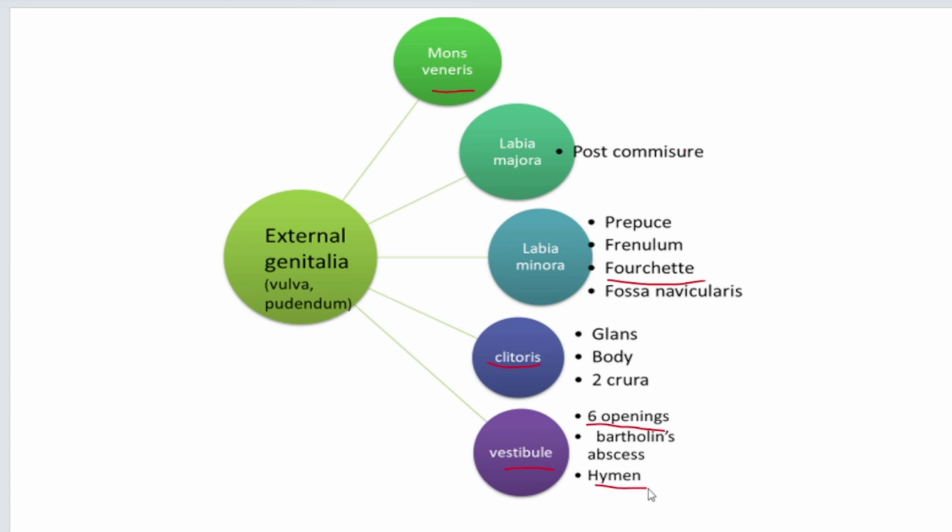Then coming to the hymen, the hymen is an incomplete mucous layer covering the vaginal orifice. This is clinically important when there are victims of rape. So these are the parts of the external genitalia.